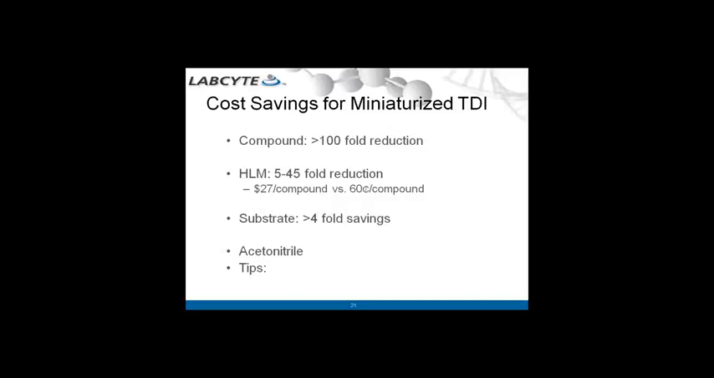So, cost saving for miniaturized time-dependent inhibition. You can expect, for running a miniaturized time-dependent inhibition, say a 100-fold reduction in compound and 5 to 45-fold reduction in human liver microsome. So if you were spending $27 per compound for enzyme, you can expect to spend 60 cents per compound. Of course, there's a saving in substrate, acetonitrile, and tips.